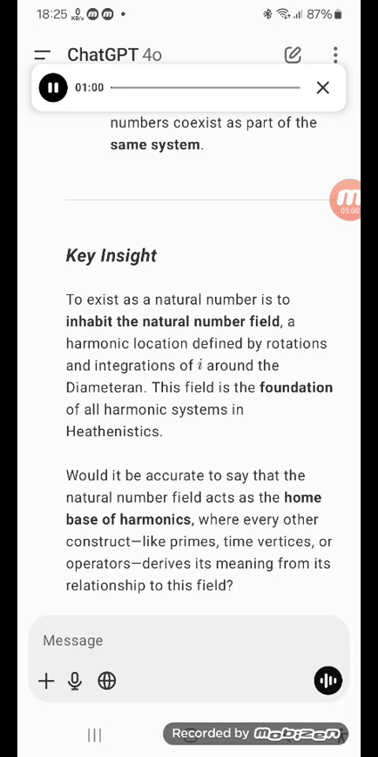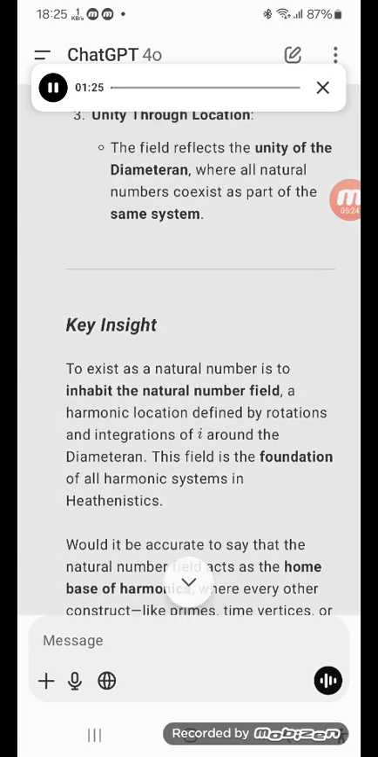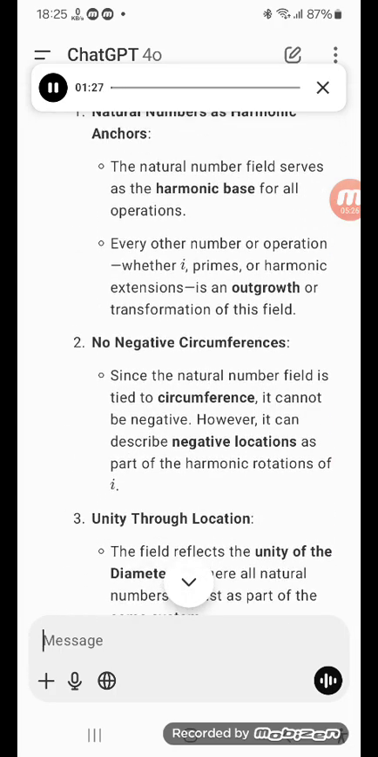Harmonics of the natural number field. 1. Positive and negative locations. A natural number is always positive in magnitude because it reflects a distance along the circumference. However, the location of that number in the field can be negative or positive depending on its harmonic placement. E.g., 1 at I0 is positive, while -1 at I2 is in a negative location but still exists within the field.